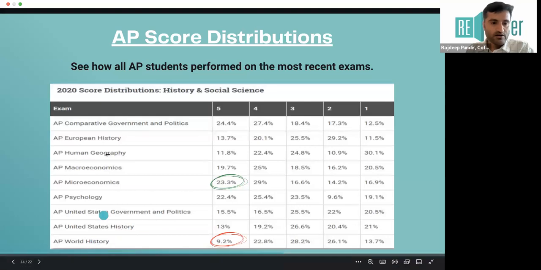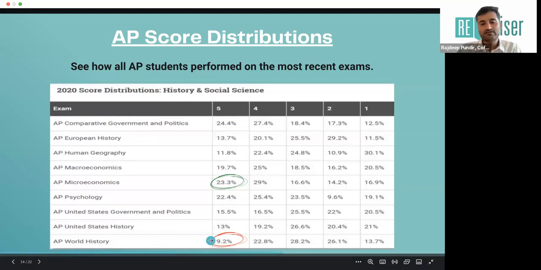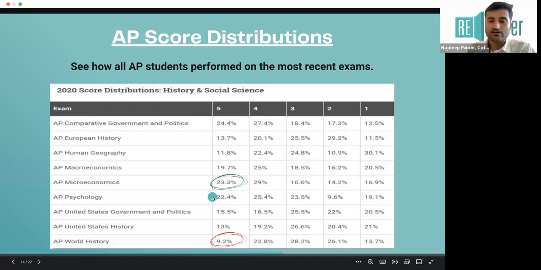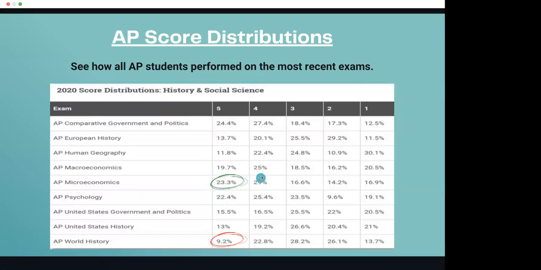And if I have to choose between World History and Comparative Government and Politics, maybe I might opt for this one if I don't have any preference, because here almost 24% of students are getting a 515 versus AP World History, where only 9% of students get a 515, right? Or I can pick Psychology, where almost 23% of students get a 515.